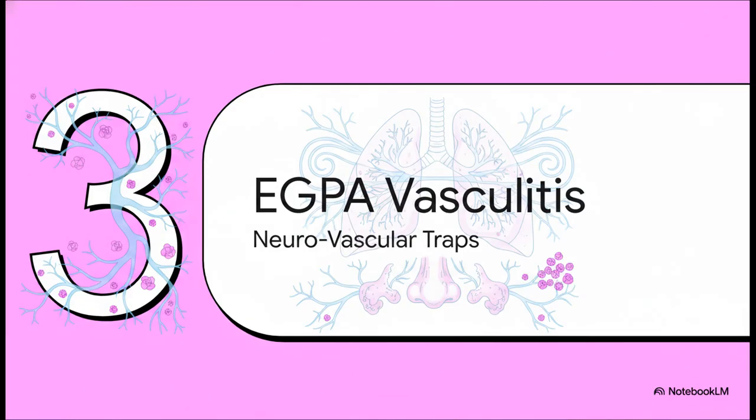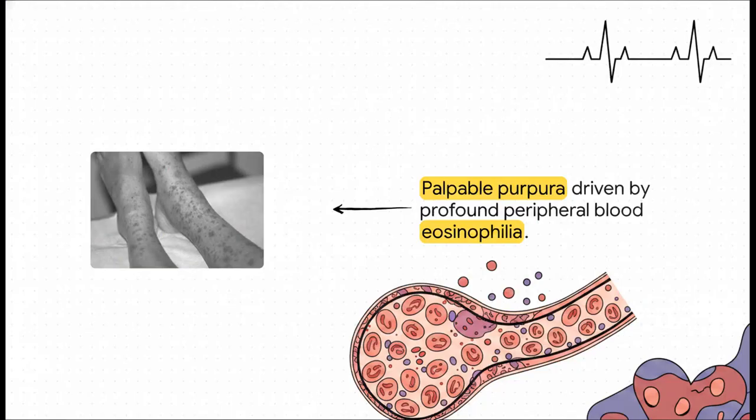Module 3, eosinophilic granulomatosis with polyangiitis, and neurovascular traps. This disease features a mandatory clinical prelude. It is almost always preceded by adult-onset, severe, treatment-refractory asthma, accompanied by chronic rhinosinusitis and nasal polyposis. The defining hematologic signature here is profound peripheral blood eosinophilia, typically greater than 10%.